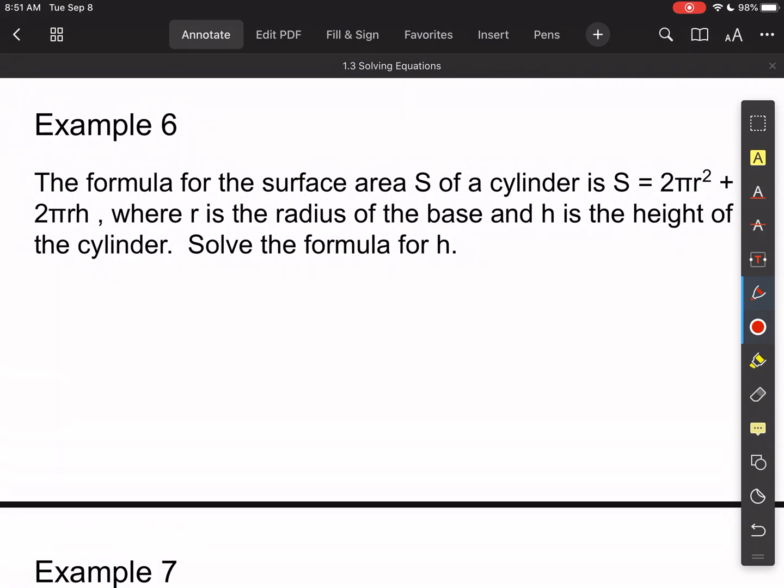Okay, so what we need to do here, let me just rewrite it. I'm trying to get this guy by itself. First I can just move this whole thing over, right? So I have S minus 2 pi r squared, since this was being added, is equal to 2 pi r h, right? So now I got to get h by itself.